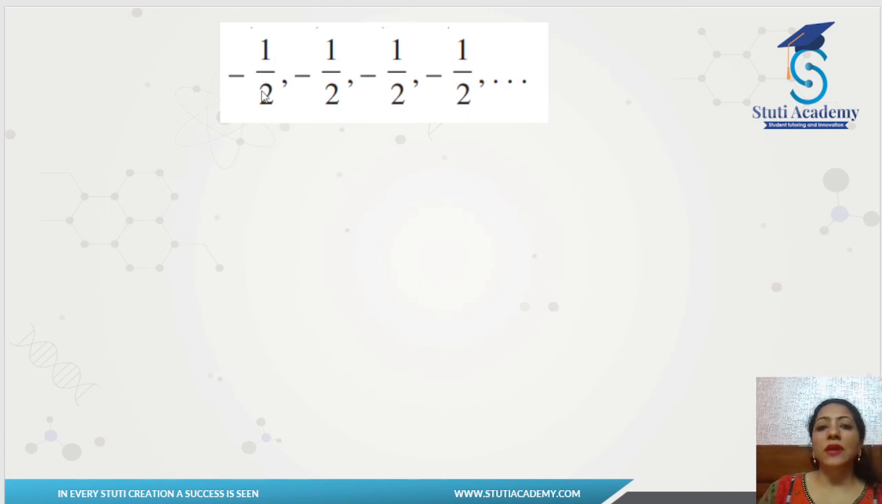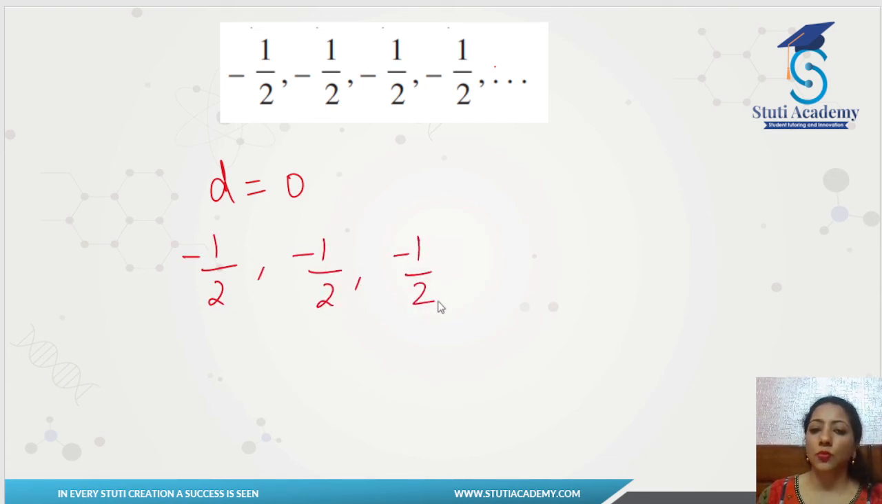Now comes the next one. We have minus 1 by 2, minus 1 by 2, minus 1 by 2, minus 1 by 2. Clearly, this is an arithmetic progression since the common difference is 0. We have the same terms repeating, and the next three terms would be the same: minus 1 by 2, minus 1 by 2, minus 1 by 2. Because if we keep on adding 0 every time, it will not make any difference.